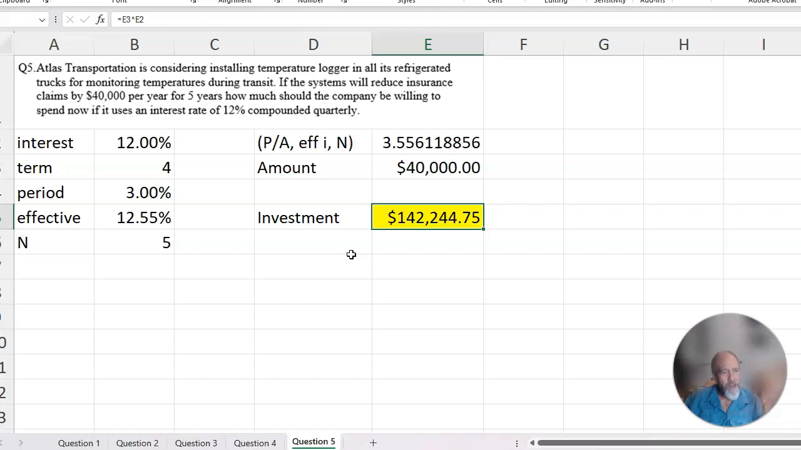I don't know how many trucks I've got. But I do buy temperature logging equipment every now and then, because that's one of the things I do when I consult. They're not that horridly expensive, but you do have to put the logging in, you do have to have the computer, and you do have to have the maintenance on that. But again, they must have a lot of trucks, because that is a lot of temperature loggers. Anyway, 142,244. I hope you guys enjoy these little problem-solving things that can actually help you out.